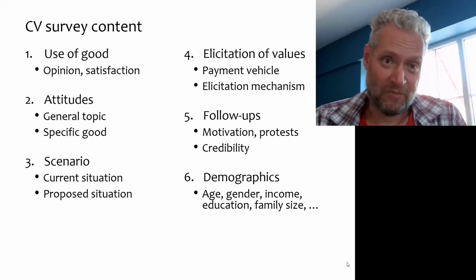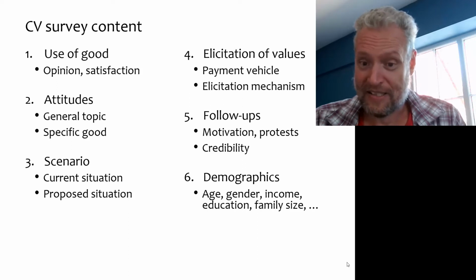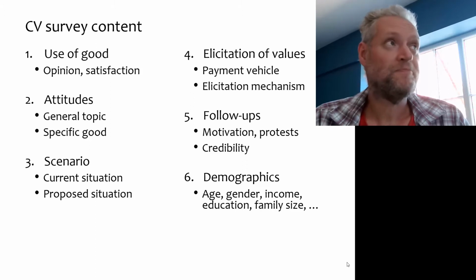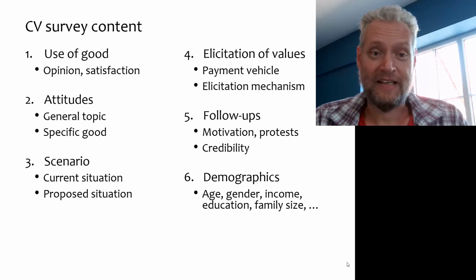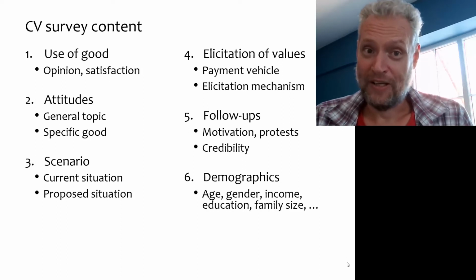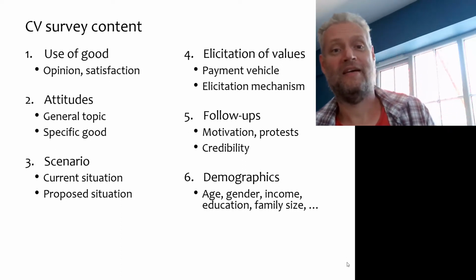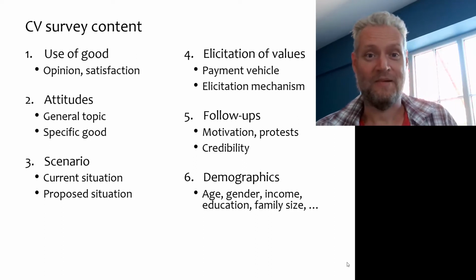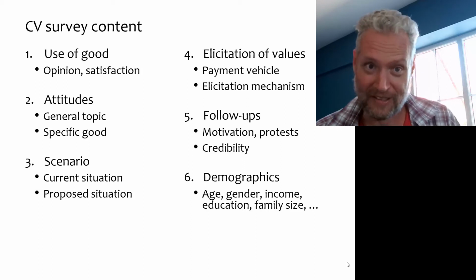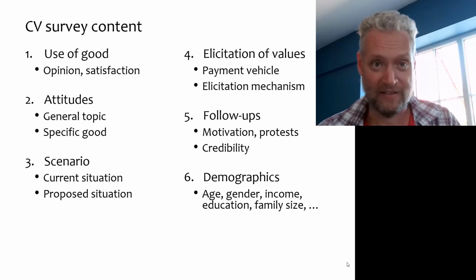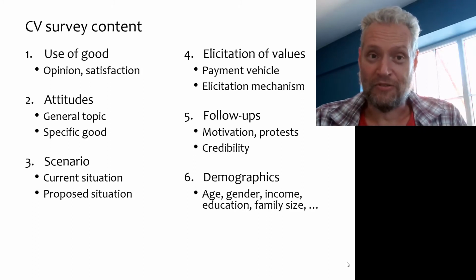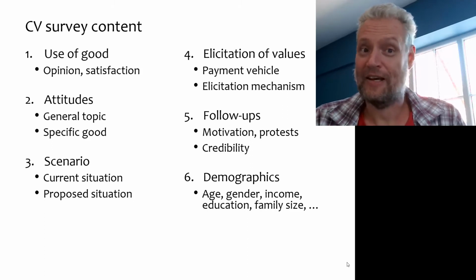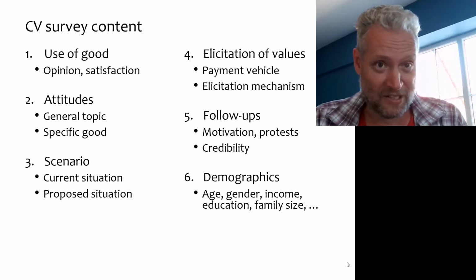And then you need to know something about the people who are answering, their age, their gender, their income, their education, their family size, and so on and so forth, anything that you think might matter. The reason for that is that even though you think you have come up with a sampling strategy that will give you a representative sample of the population, chances are you failed in that, and if you have some idea of the composition of the sample of people who responded to your survey, then you can correct for that and scale it up to the population as a whole.